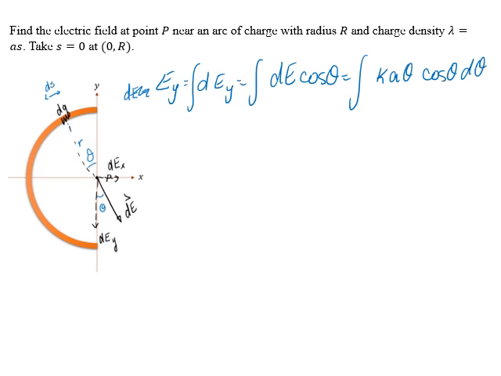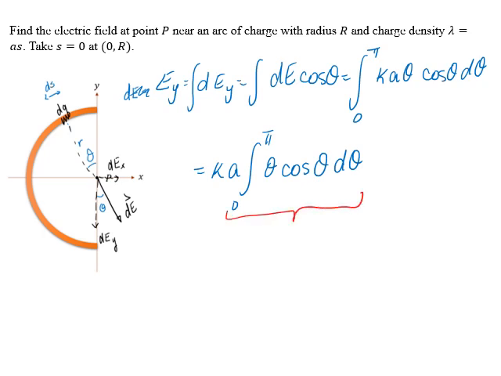Okay, so we've got to do our integral from 0 to pi. Take our constants out front, that's K and A, integral from 0 to pi of theta cos theta d theta. You can look this up if you wish. The result for this integral of theta cos theta d theta is theta times sine theta plus cos theta. Okay, so that's how you evaluate those components.